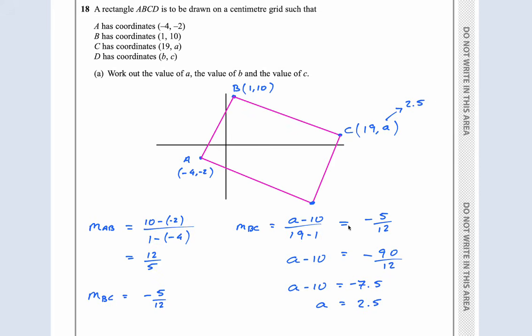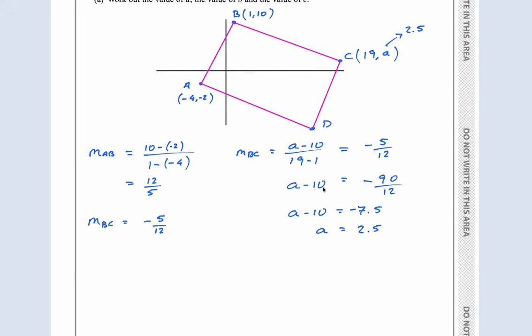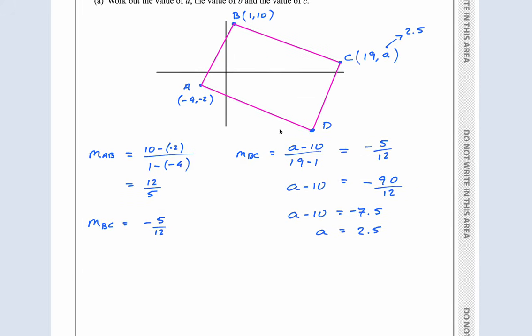Great. Now, all I need to do is get d. Now, because we can probably just figure this out from here. So B to C is the same as A to D. And if you've studied vectors, guys, you might be better at doing this. But to get from B to C, I add 18 to the x coordinate. 1 plus 18 is 19. So I'm going to do minus 4 plus 18.